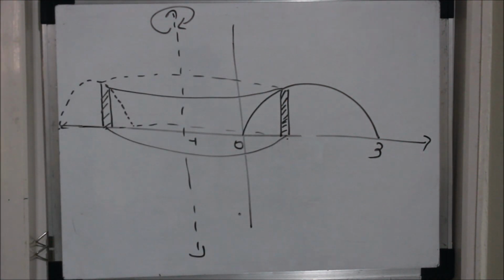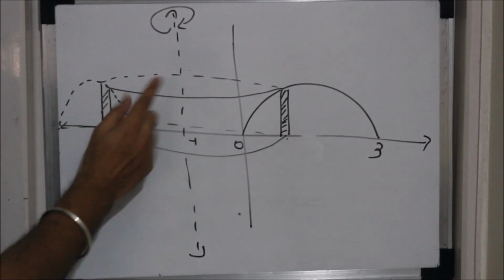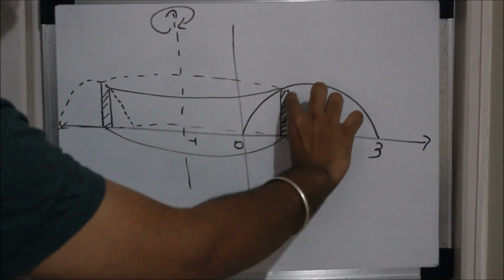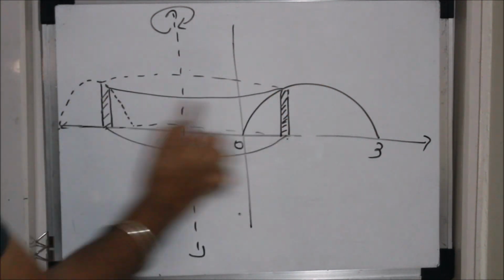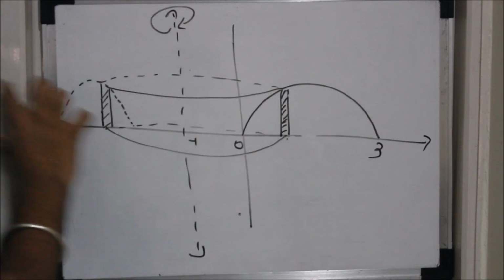Or a shell. So that's why this method is called the shell method. Now I will find the outer surface area of this shell. How will I find it? It is the circumference multiplied by the height. If I multiply this height with the circumference of this outer circle, I get the whole outer surface area.